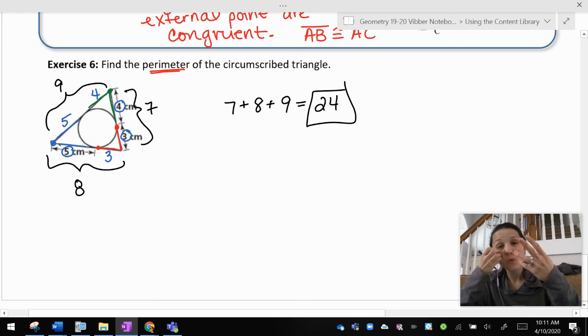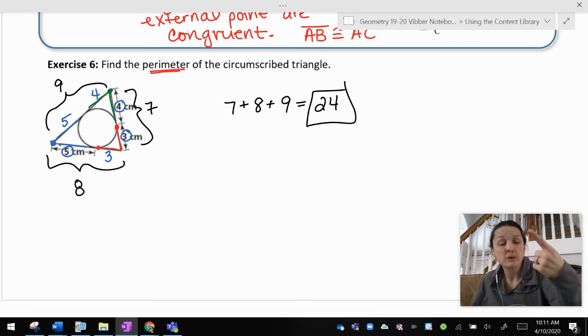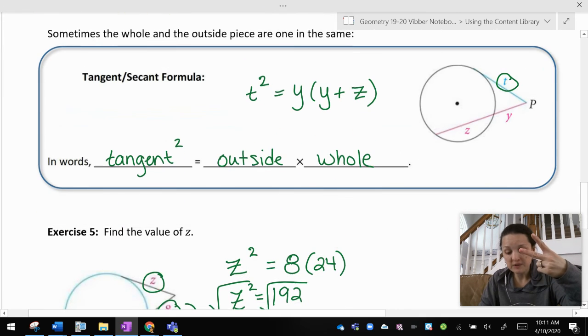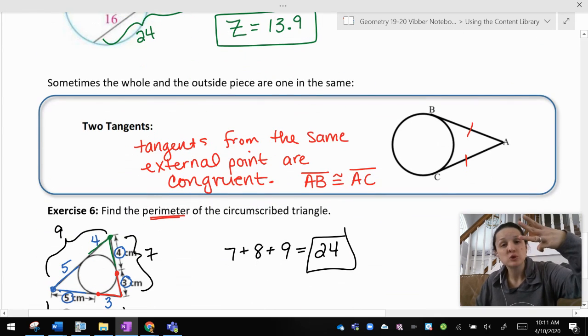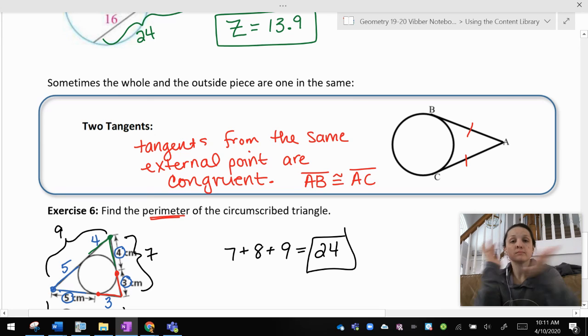Three kind of four rules to remember here. Part times part equals part times part if they intersect inside the circle. If they intersect outside the circle, it's outside times whole equals outside times whole. If instead of having an outside and a whole, you have a tangent, it's a tangent squared equals outside times whole. And if it's a tangent and a tangent, they're equal.